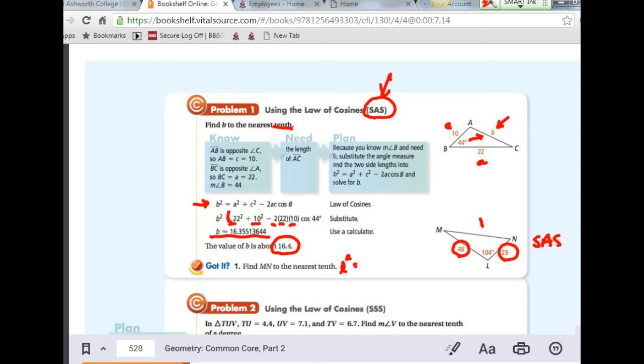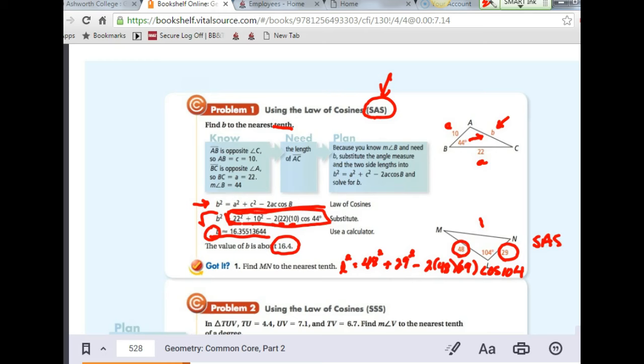Oh, and by the way, once you get this answer up here, I jumped ahead a little bit. Once you get this answer right here, that is your b squared value. You're going to then have to take the square root of all that once you get the answer to finally get what b is. Okay, so here we go. You've got L squared here equals one of the sides squared plus the other side squared, which is 29 squared, minus 2 times 48 times 29 times the cosine of 104. Okay.